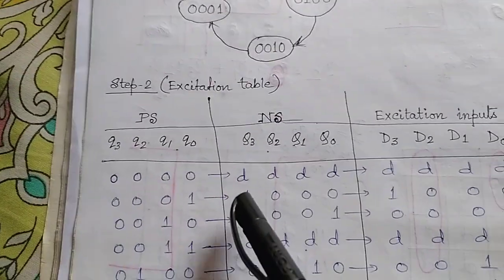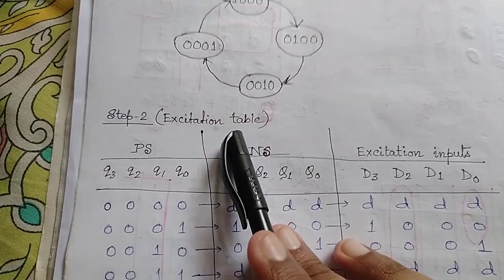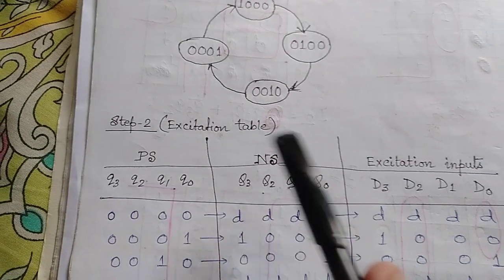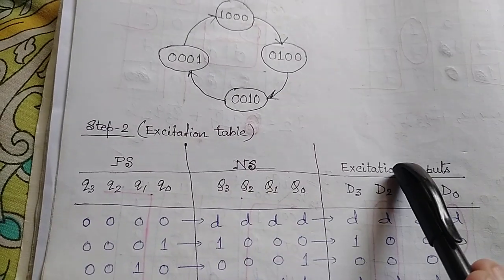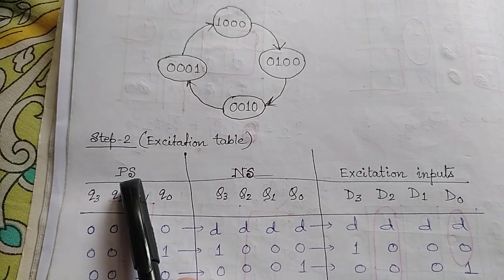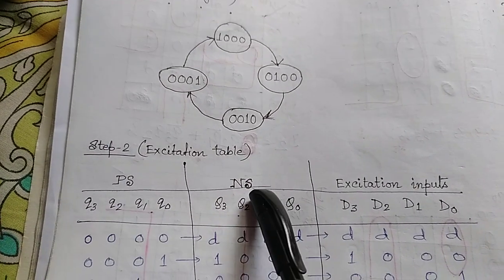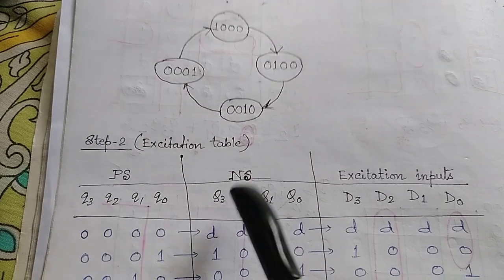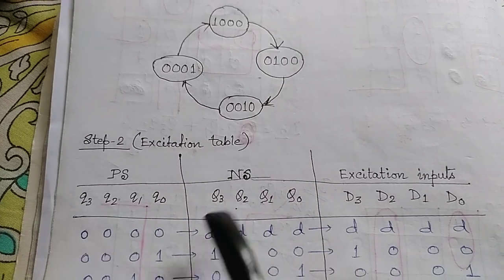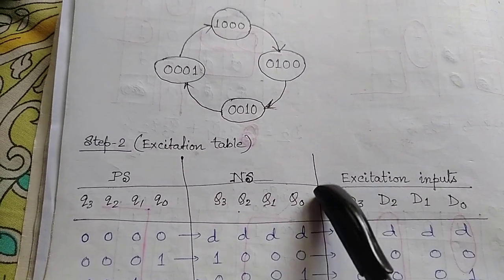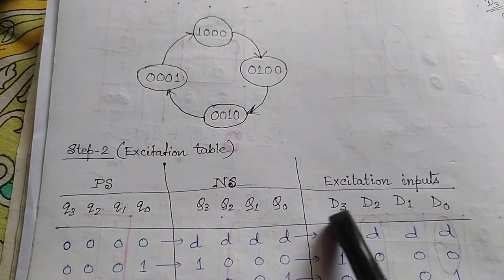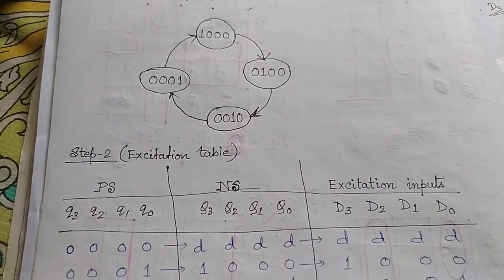Now step 2 is the excitation table. PS is the present state, NS is the next state, and then the excitation inputs. So I have to know what the present state of the output is, then what next state I want, and to make the next state from the previous state, what inputs are to be given to the D flip-flops. It is a 4-bit ring counter, so there are 4 D flip-flops.